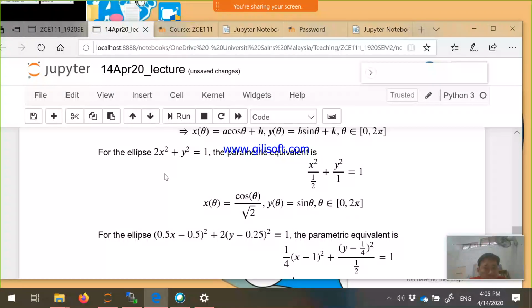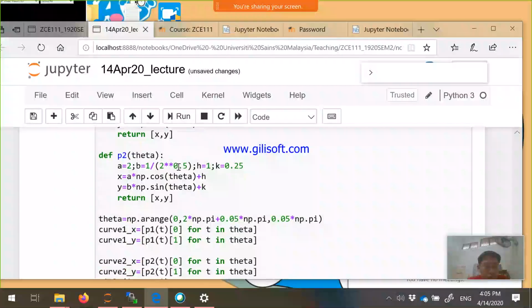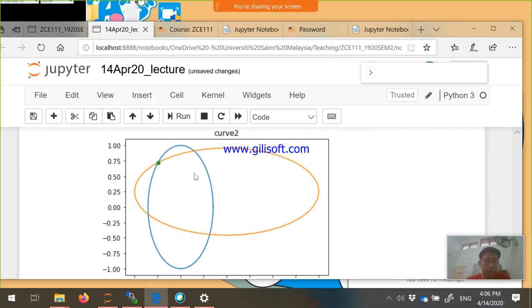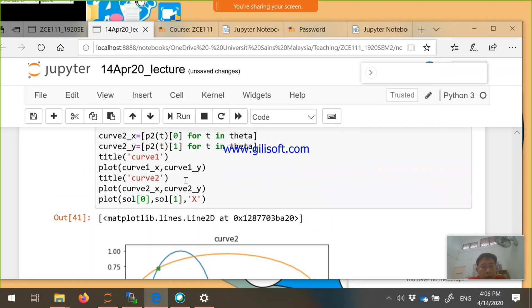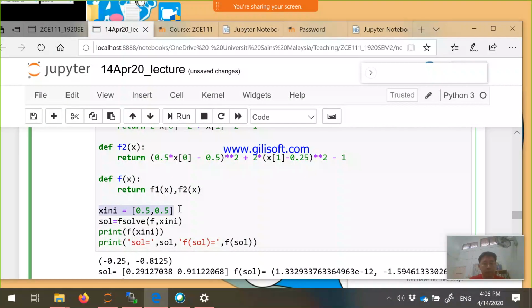Okay. Now anyway, what I'm trying to show you is that you can try to use a different guess for your solutions, then you get a different answer. So if your initial guess is close to one solution, you get to that solution. So there are 4 solutions. So all these solutions could be obtained one by one by providing the initial guess. Okay. So I hope that you get the idea.